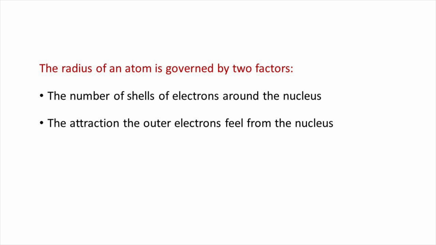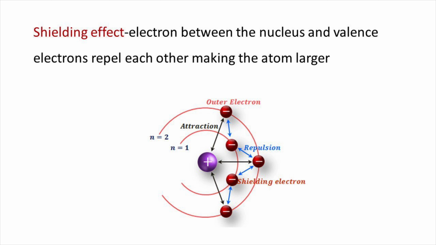We know the radius of an atom is governed by two factors, the number of shells of electrons around the nucleus and the attraction of the outer electrons from the nucleus. The attraction of the outer electrons from the nucleus depends on the shielding effect. That is, electrons between the nucleus and the valence electrons repel each other, making the atom larger.